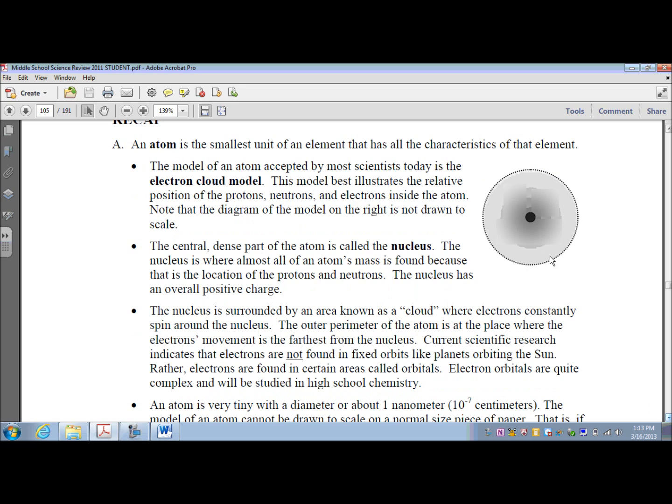The central dense part of an atom is called the nucleus. The nucleus is where almost all of the atom's mass is found because that is the location of protons and neutrons. The nucleus has an overall positive charge. The nucleus is surrounded by an area known as a cloud, where electrons constantly spin around the nucleus. The outer perimeter of the atom is the place where the electron's movement is the farthest from the nucleus. Current scientific research indicates that electrons are not found in fixed orbits, like planets orbiting the sun. Rather, electrons are found in certain areas called orbitals.